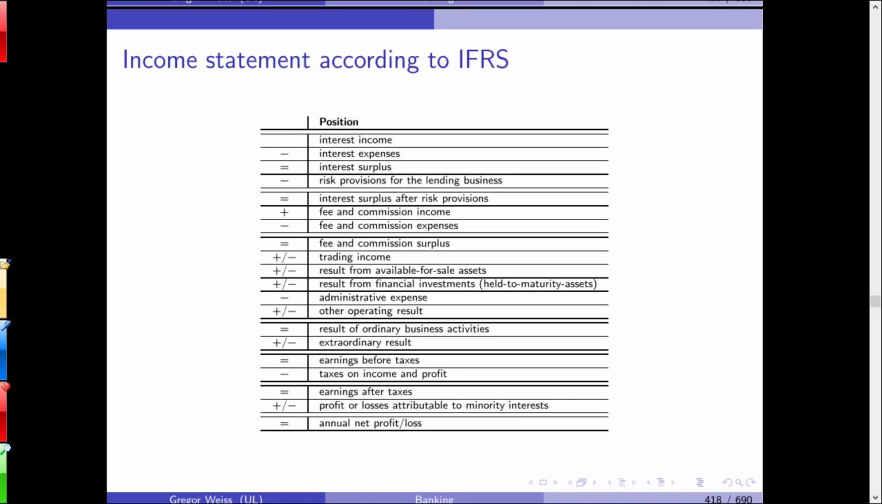Okay. The income statement is quite simple. Here, this is how it could look for a bank. You have interest income minus interest expenses, interest surplus, fee and commission income, fee and commission expenses. That's the fee and commission surplus. Then you have trading income and trading expenses, and then the other expenses like, for example, personnel, rent, etc. And then you have earnings before taxes, then taxes, earnings after taxes, and then in the end you have the net profit or the net loss of the bank.